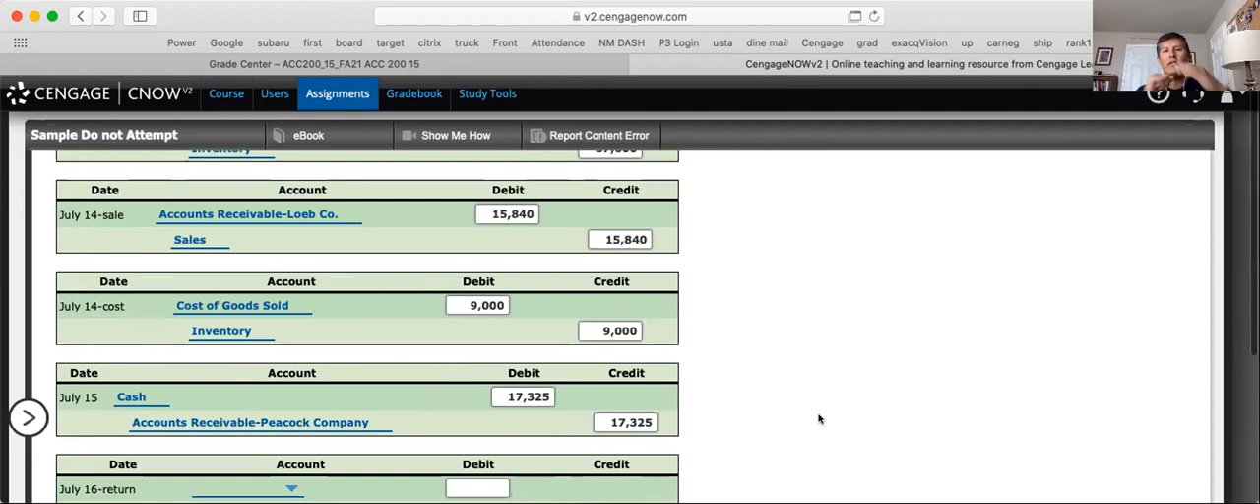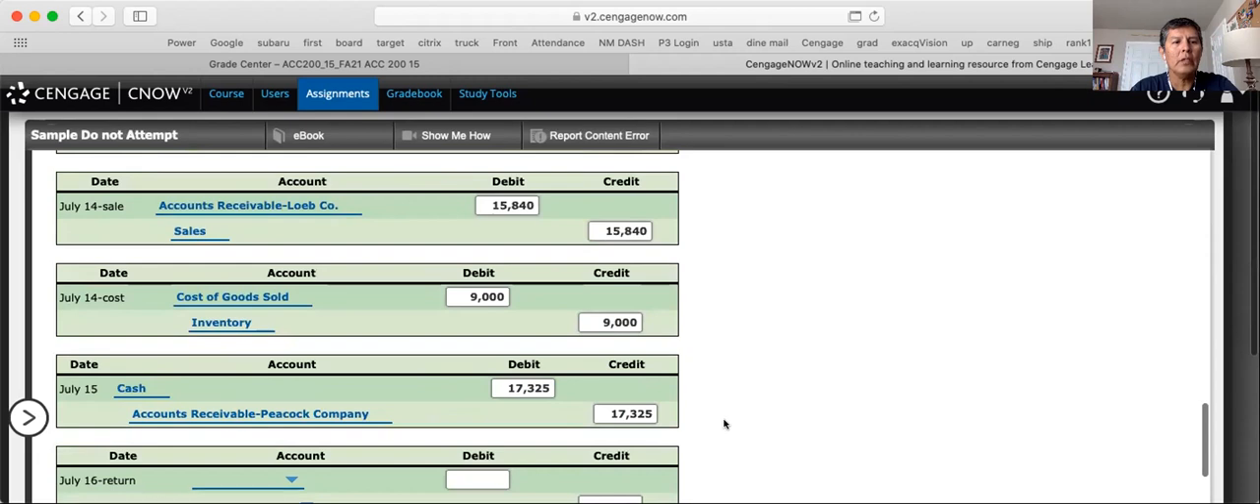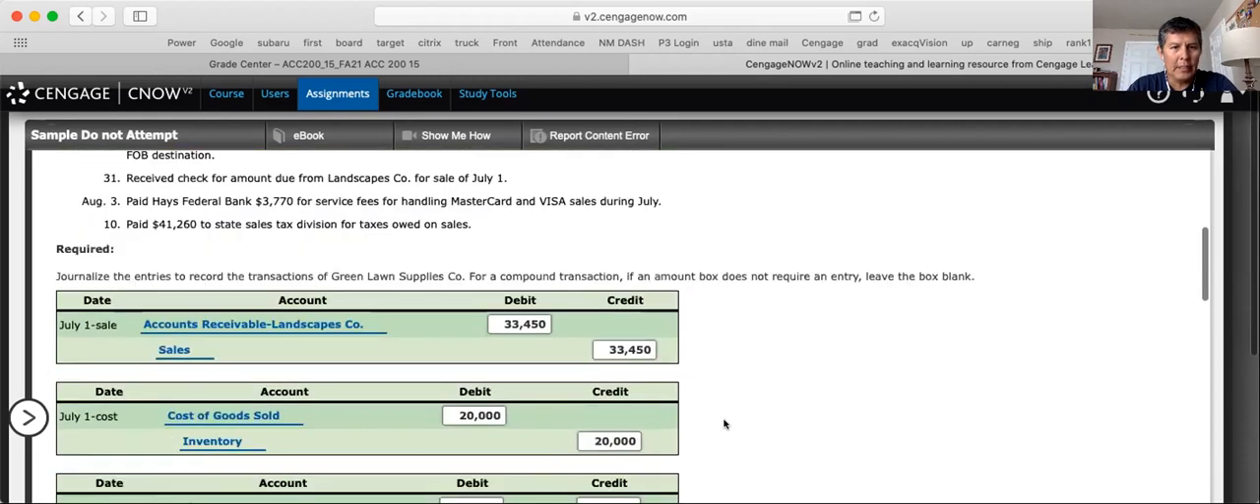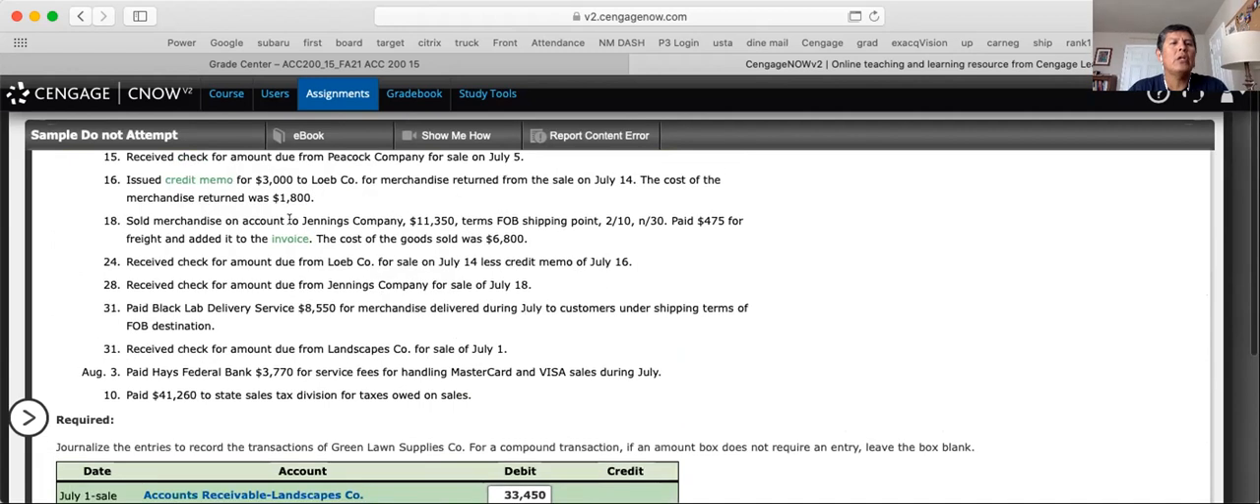Remember, when we have the T account at the bottom, initially we put a debit of it, and now we do a credit of it. Now that account will be zeroed out. All right, so let's go to the July 16 transaction. Issued credit memo for $3,000 to Loeb Company for merchandise returned from sale on July 14th. The cost of the merchandise was $1,800.